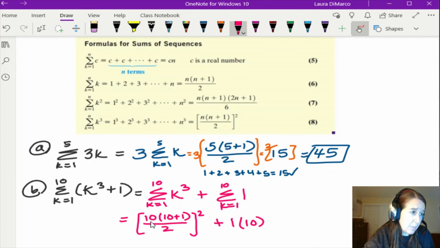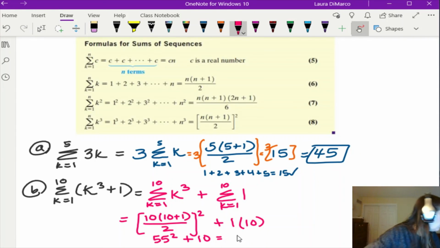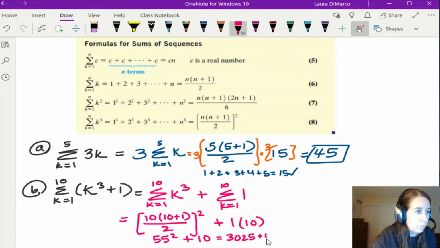Now let's see if I can work this out without having to use extra paper. So 10 times 10 plus 1 over 2. So that's 11 times 5. So that's 55 squared, I think. 55 squared. Does that seem right? Let's see. 11 times 5. Yeah, okay. And then this is plus 1 times 10. So plus 10. Okay. So we're getting 3,025 is the 55 squared, use a calculator, plus 10, so that's 3,035.